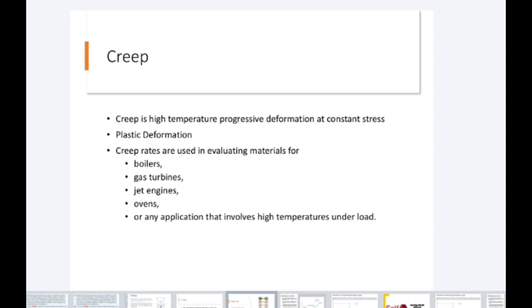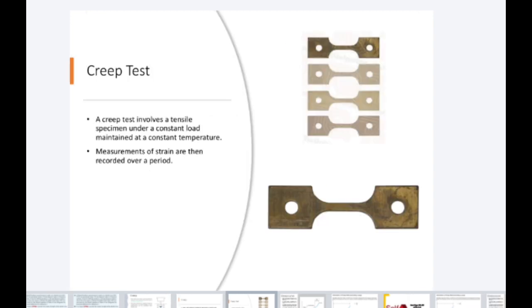So usually these types of specimens are used. You see here, which we have done. And this is a tensile specimen, right? Because we have a shoulder here and a uniform cross-section area in the gauge length. I have explained again and again that for the creep test we use the tensile specimen.